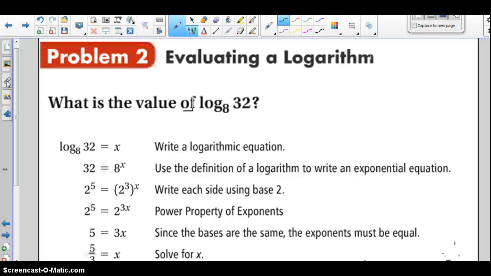Let's take a look at our first one. We have log base 8 of 32 equals x. So in other words, 8 is going to have an exponent of x, which it does right here, and it's going to equal the value. Now, they went ahead and rewrote these two values, 32 and 8, so that they have the same base.